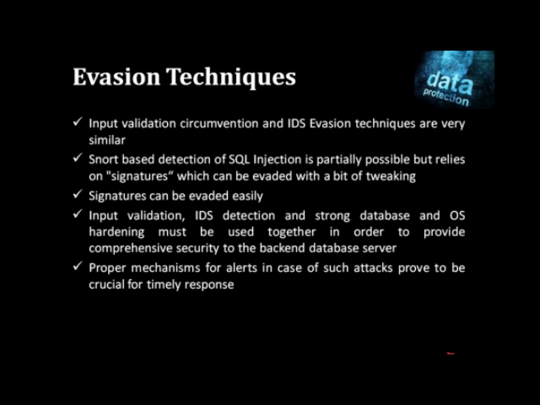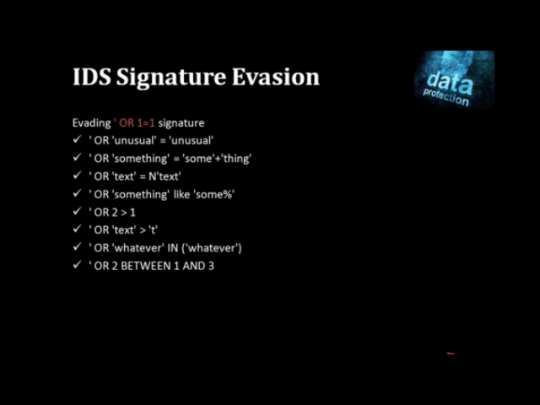Input validation, IDS detection, strong database and OS hardening must be used together in order to provide comprehensive security to the backend database server. Proper mechanisms for alerts in case of such attacks prove to be crucial for timely response. Signature evasion works on a randomization of input to fool the pattern set in the IDS. An IDS signature may be looking for OR 1=1. There are numerous ways of replacing this so that it continues to have the same effect. These are some of the variations that can be attempted to bypass the IDS signatures and hence should be implemented in the IDS.